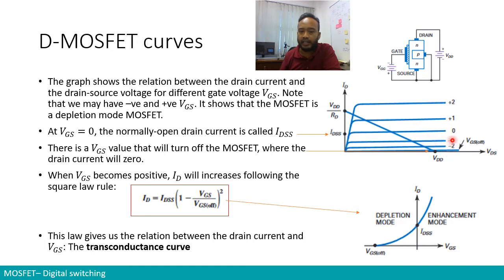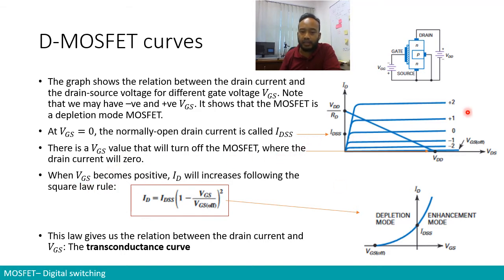VGS equal to 0 is what we call normally open, and the current that we get at VGS equal to 0 is what we call IDSS. So it is the steady state drain current if we do not apply any voltage at the gate.